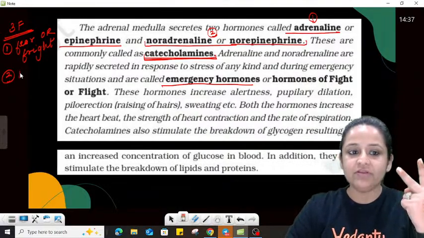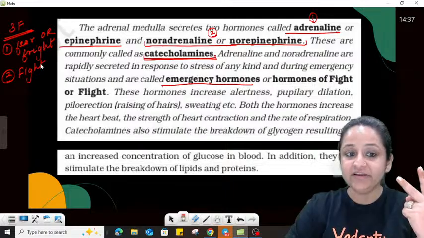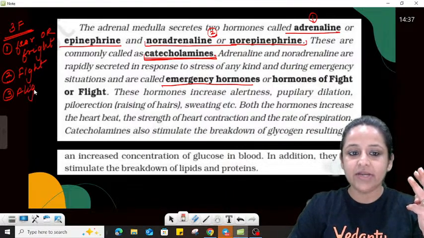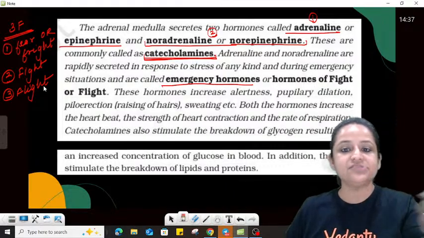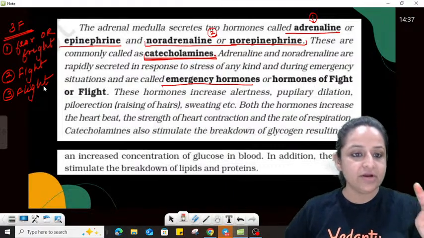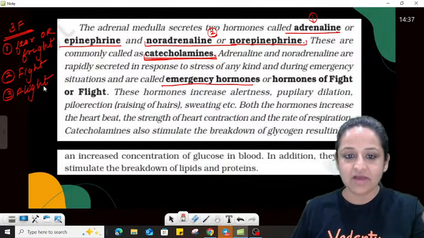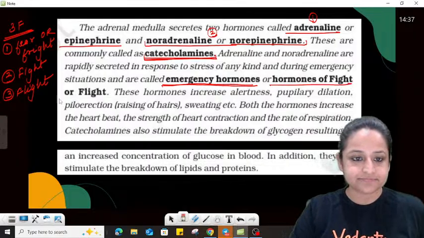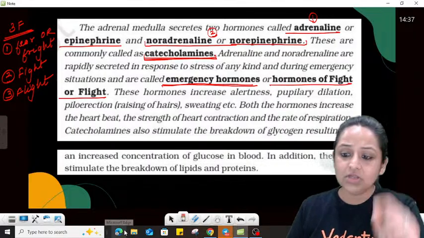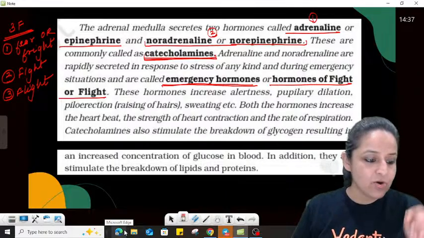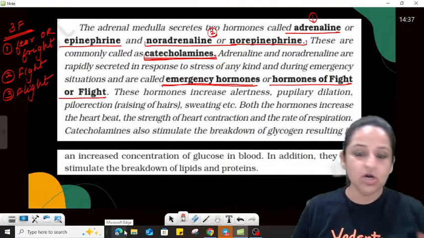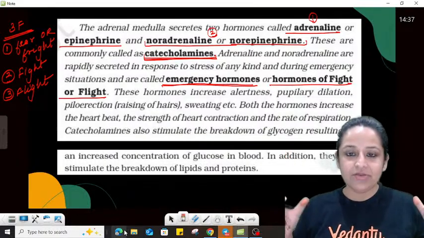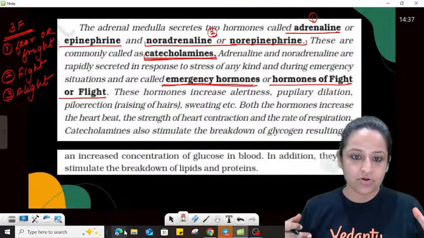Number two, whenever the body wants to get ready for a fighting condition. Or number three, whenever the body wants to get ready to run away from that place, that is flight. So during these three conditions, fear, fight and flight, these hormones are released. These are called the emergency conditions of the body. All the changes shown here are going to alert the body and make it ready to fight.